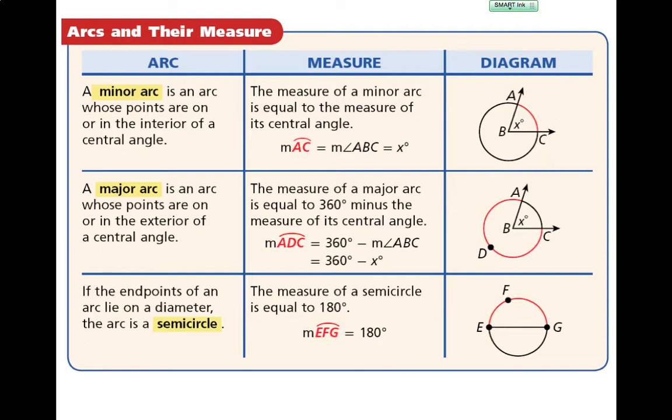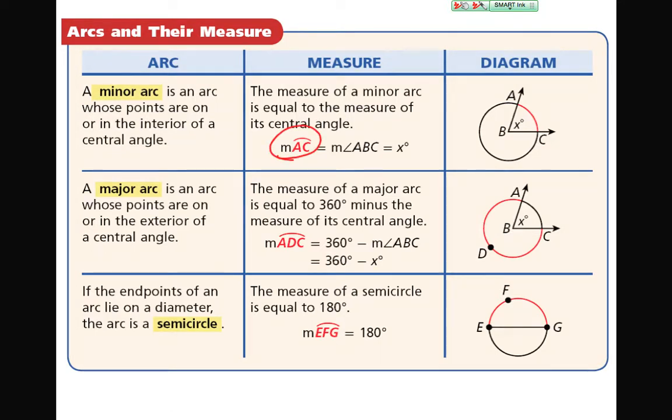So here are the 3 different categories of arcs, and you have something in your notes that has part of this on it. A minor arc. Minor refers to things that are smaller or maybe less significant. The minor arc is an arc whose points are on or in the interior of a central angle. So you can see the picture of the central angle, the angle that's at the center of the circle. There technically are 2 arcs that we could talk about on this picture. If we want to talk about the small arc, we use this type of notation. Measure of arc AC. When there's 2 letters, the ends of the arc are the ends of the shorter arc. So the minor arc is the red one from A to C.